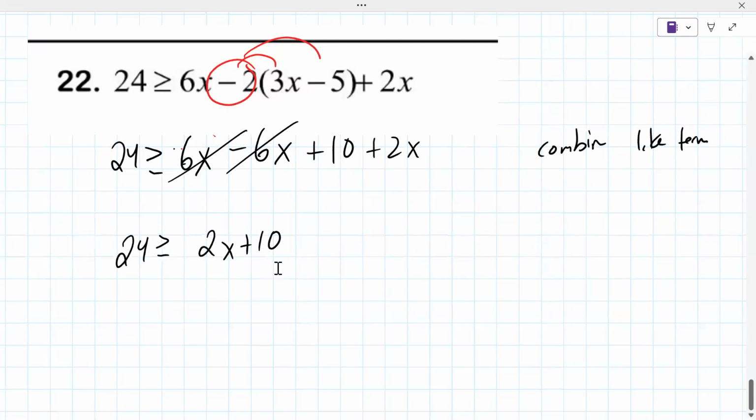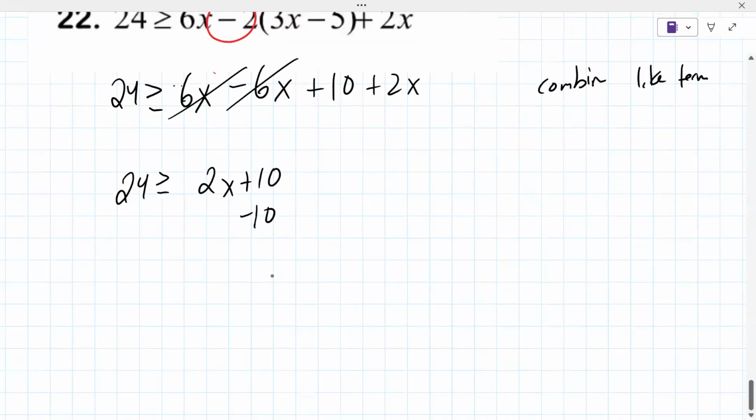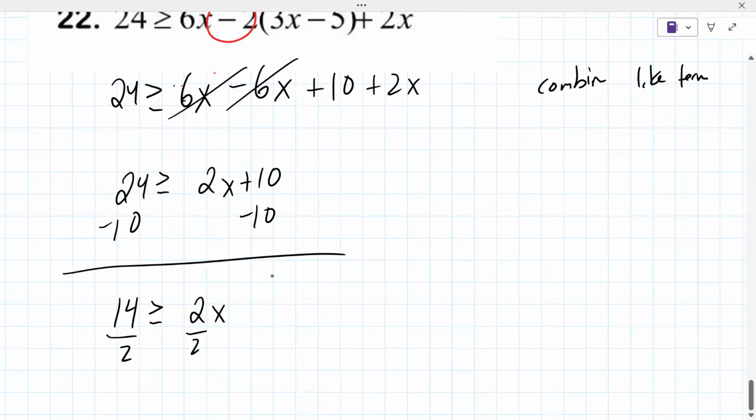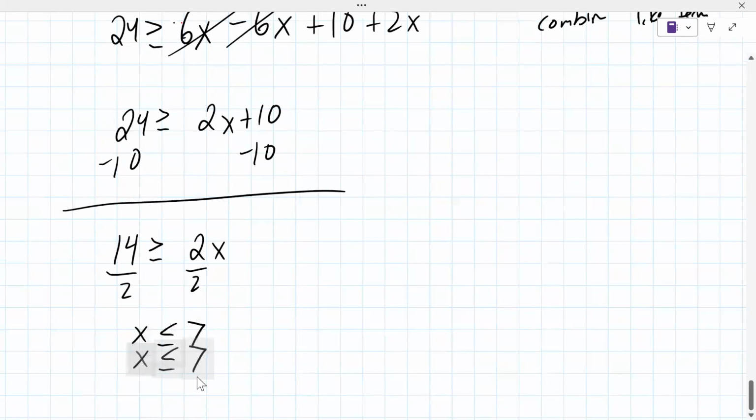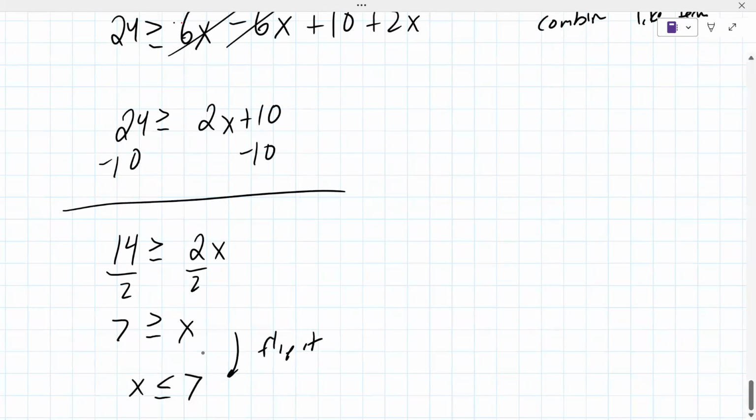All right, so we'll subtract 10 from both sides. 14 is greater than or equal to 2x. Divide by 2. X is less than or equal to 7. Sorry, I shouldn't have done that. It's 7 greater than or equal to x, and then you flip it. Yeah. All right. And so they do want to see it that way.